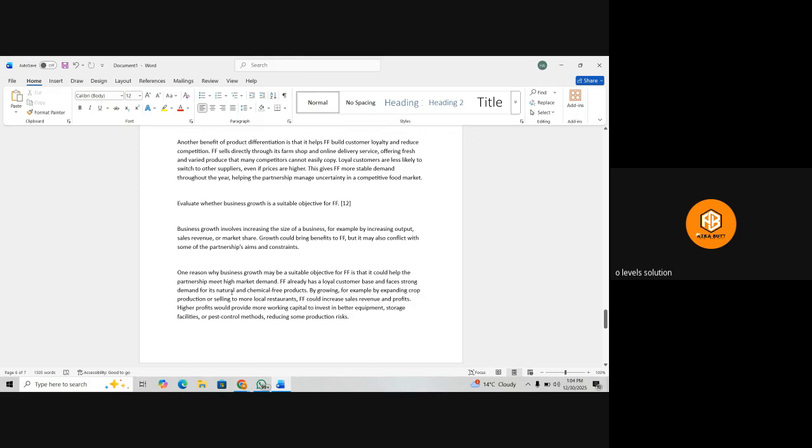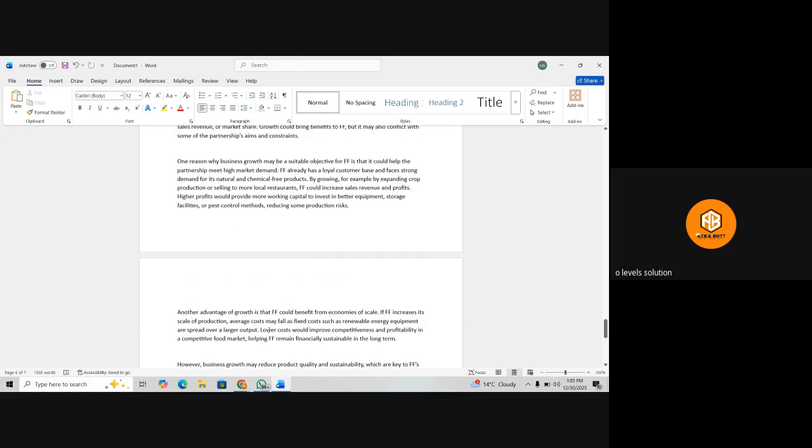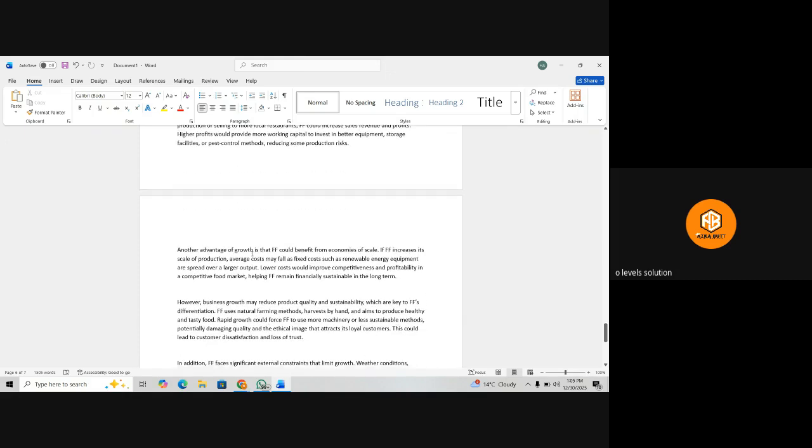So one reason why business growth may be a suitable objective for FF is that it could help the partnership meet high market demand. FF already has a loyal customer base and faces strong demand for its natural and chemical-free products. So by growing, for example, by expanding crop production or selling to more local restaurants, FF could increase sales revenue and profits. Higher profits would provide more working capital to invest in better equipment, storage facilities, or pest control methods, reducing the production risk. Another advantage of growth is that FF could benefit from the economies of scale.